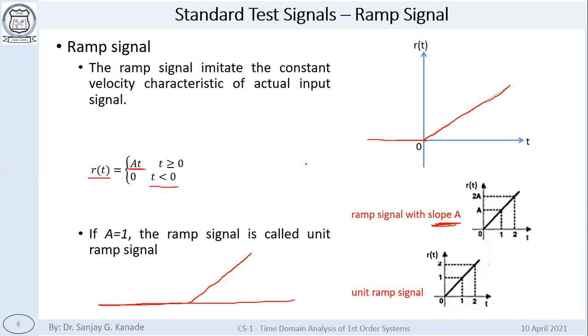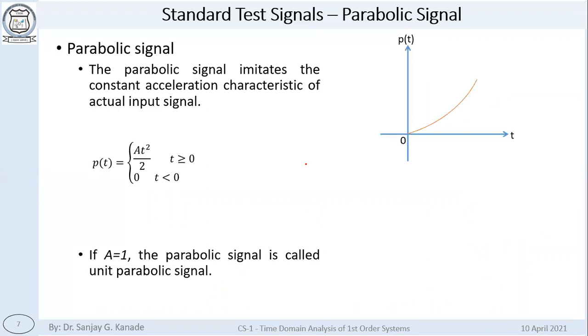The fourth signal now is called the parabolic signal, and this parabolic signal imitates the constant acceleration characteristics of the actual input signal. What is its nature? It is at square by 2. The formula for the parabolic signal is p equal to at square by 2. So it is 0 before t equal to 0, and after that it is in the shape of a parabola.